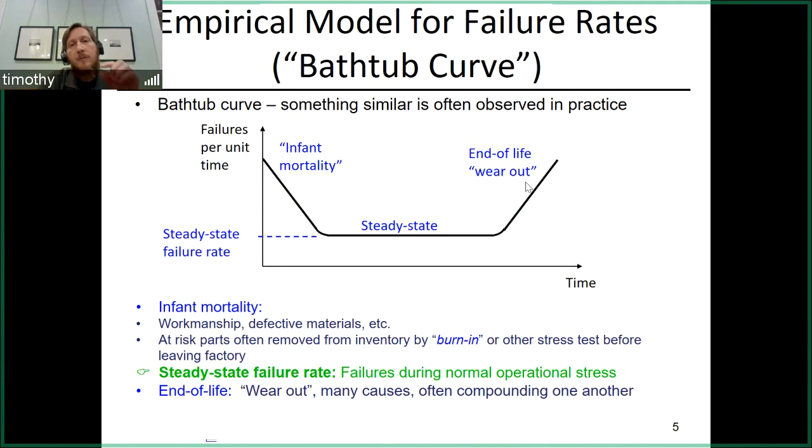Now, this end-of-life wear-out region can be accelerated due to those things we were talking about on the previous slide: the high temperature, the high voltage, the high power. But for the majority, we're going to focus here on the steady state failure, and we're going to look at some of the statistics about how that comes to be.